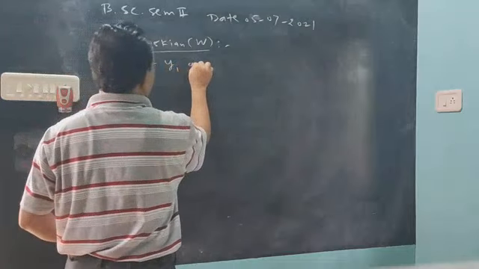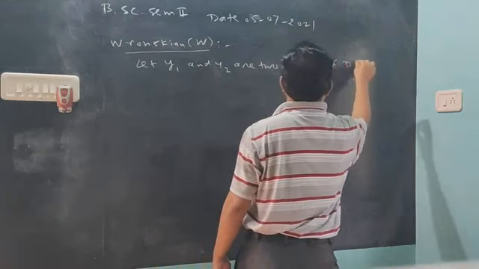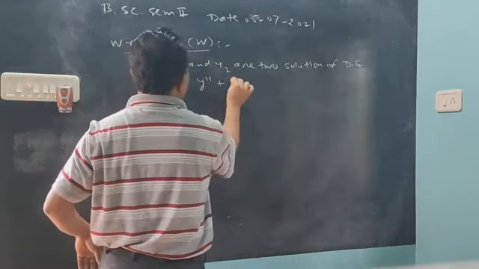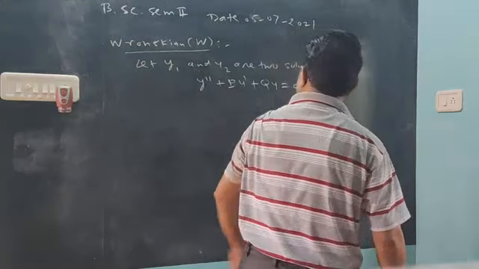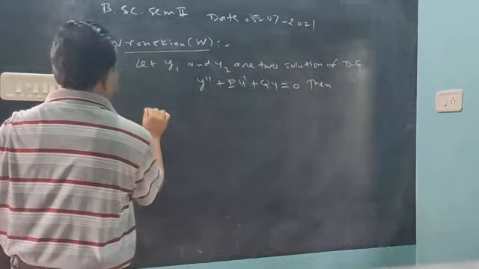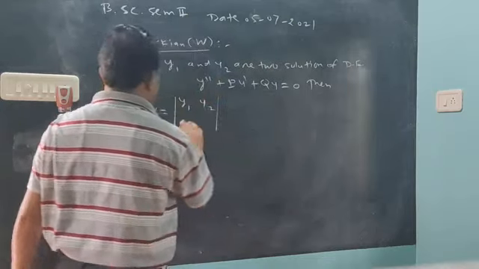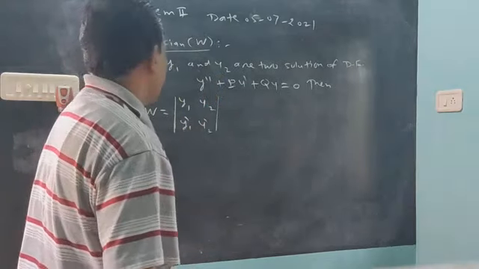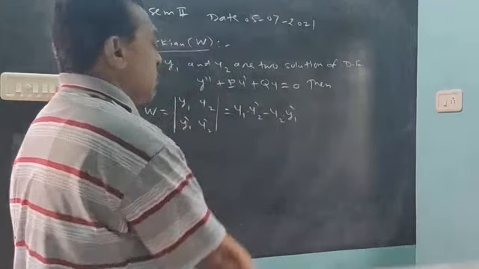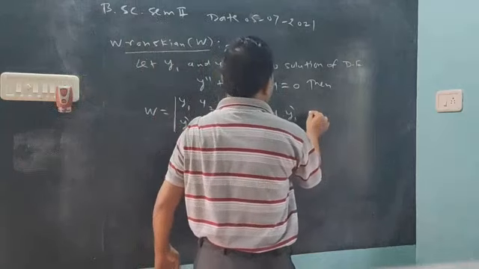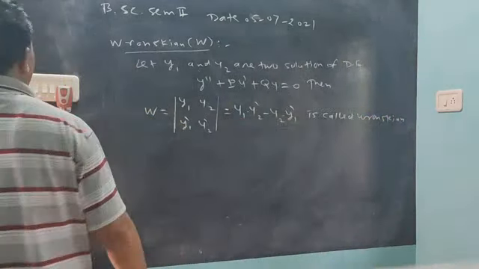So if y1 and y2 are two solutions of the differential equation y double dash plus P y dash plus Q y equal to 0, then we define the Wronskian. The Wronskian is defined as the determinant with first row y1 and y2, and second row their derivatives y1 dash and y2 dash. That is, W equals y1 into y2 dash minus y2 into y1 dash. This is called the Wronskian, W.